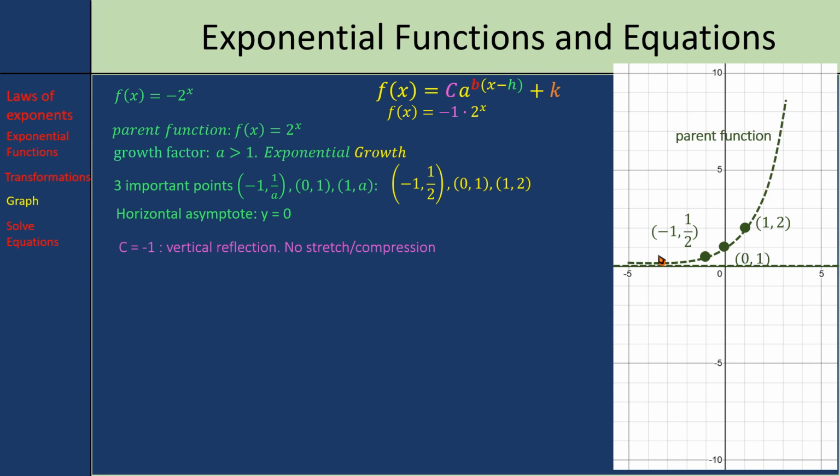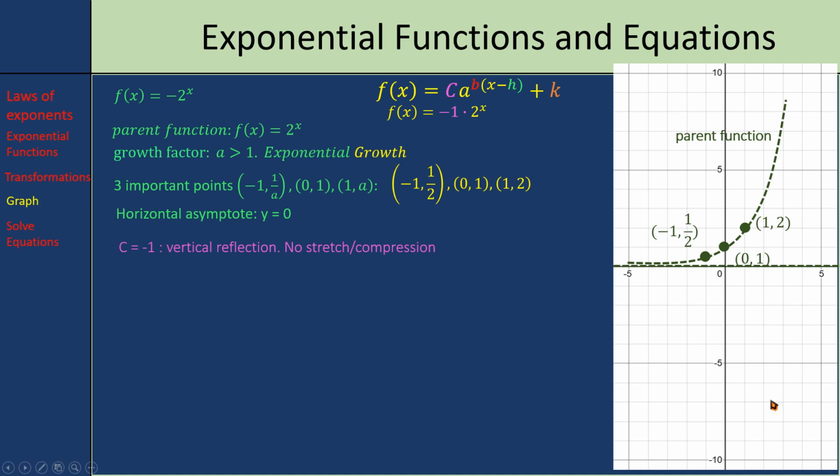The c is -1 means there is a vertical reflection. There's no stretch, no compression because it's 1. It doesn't stretch or compress, right? So it reflects downward across the x-axis. Okay, so imagine now this graph goes up like this. Now it has to go down.